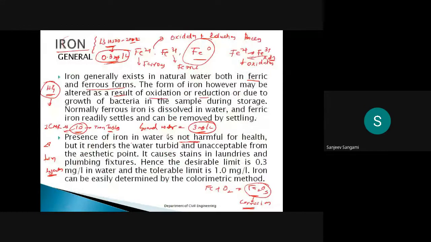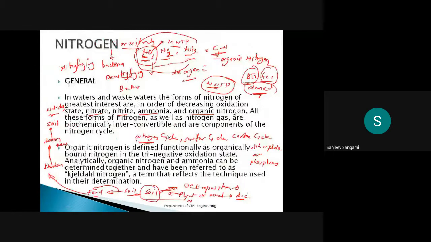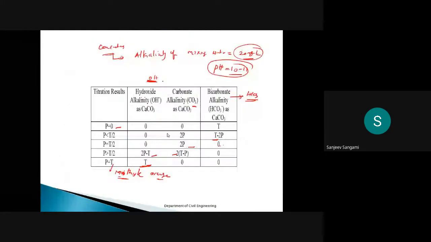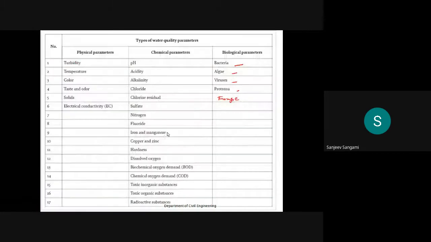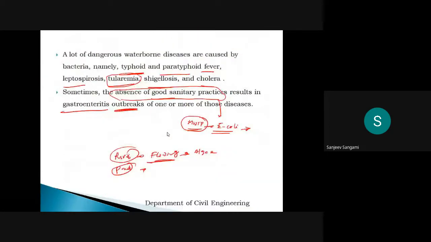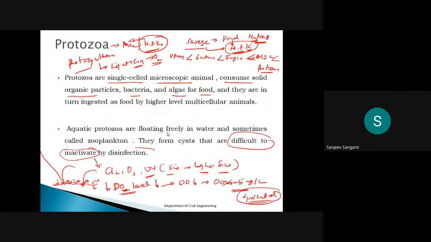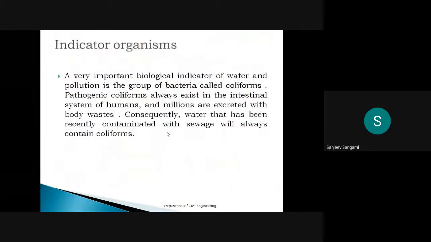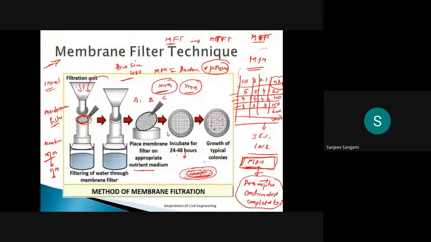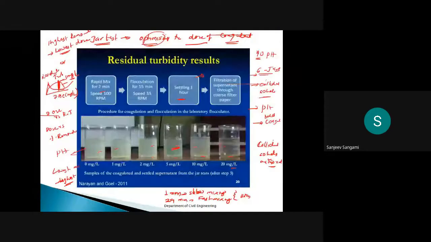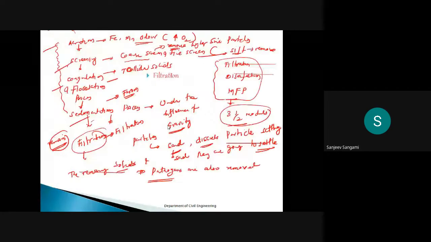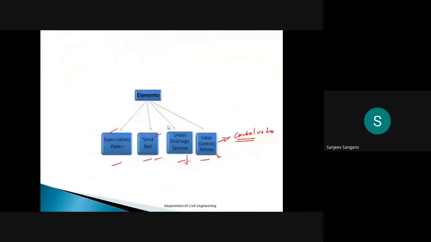Of course, this is a very important question in your examination. Why? Because there is one common question: explain the rapid sand filtration process, explain the slow sand filtration process. See by what mechanisms it works and which are the deciding factors. It will be there, but it has to be explained in detail.